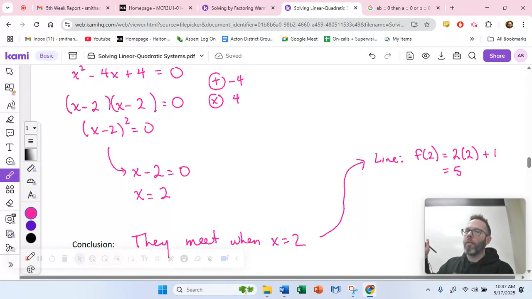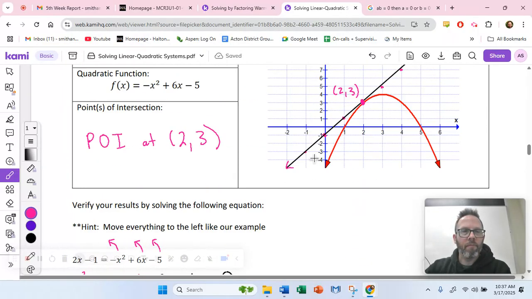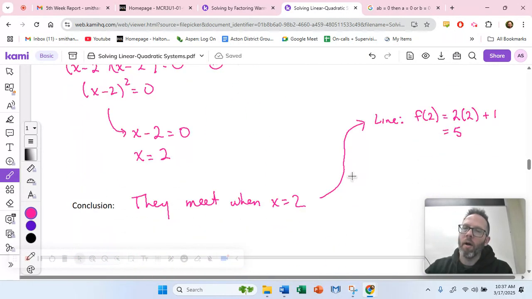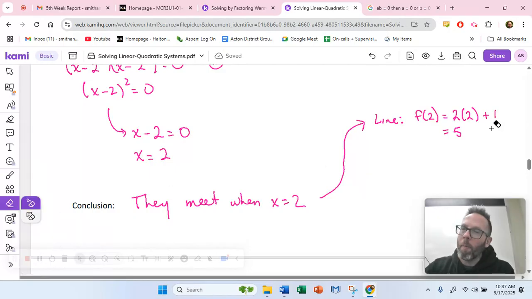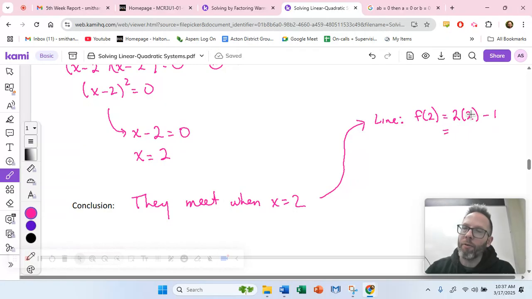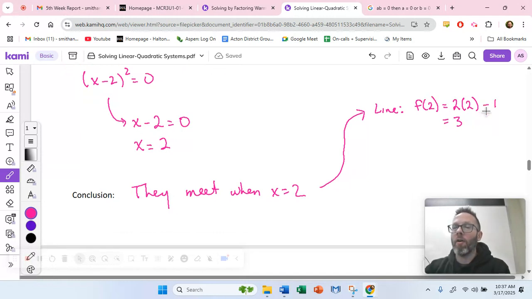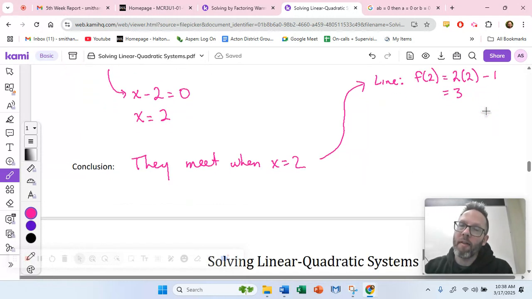Does that line up? Did I do that right? Oh, it's 2x minus 1. That's why there were more blank stares than usual. 4 minus 1 is 3. Now, if you look at the graph, do they meet at 2, 3? Is that the y value where they meet? 2, 3, right? You could also check by putting 2 in the quadratic function.